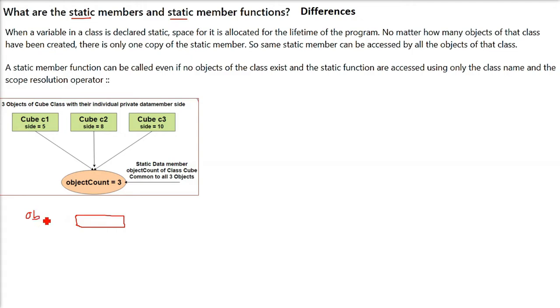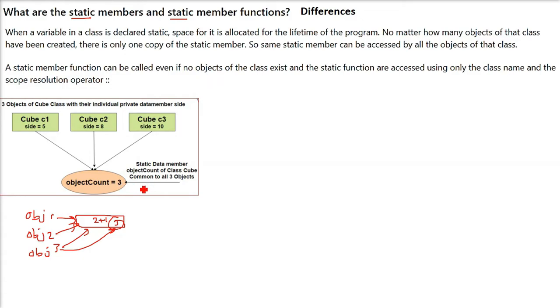Like obj1, obj2, obj3, multiple objects of a class you make, there will be only one copy of the static member. If it is static, it will be just one. So the same static member can be accessed by all the objects of that class. That is, obj1, obj2, obj3 are going to access this one. If obj1 has value 2 and obj2 increases it by 1, that is, it becomes 3, obj3 will get the value 3. Now, static member function.